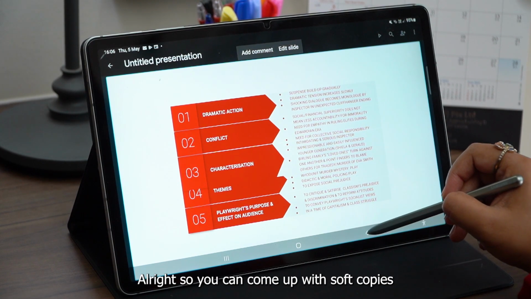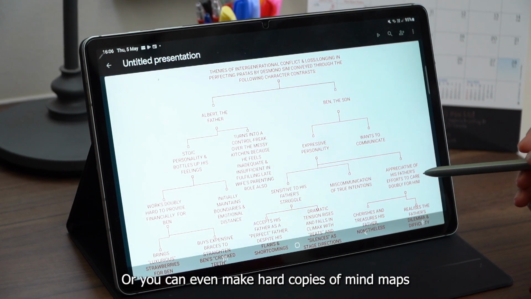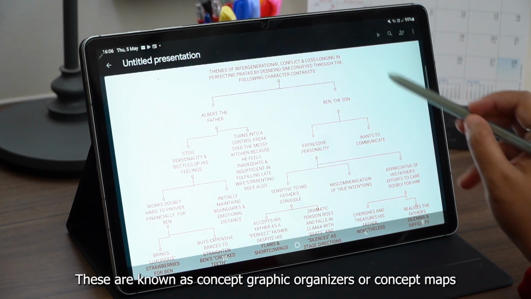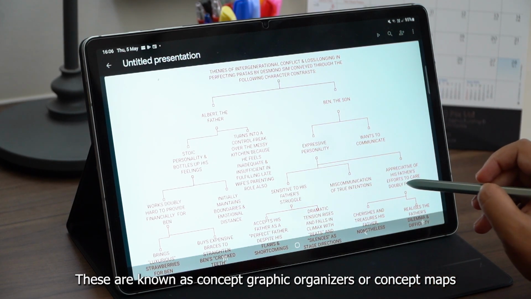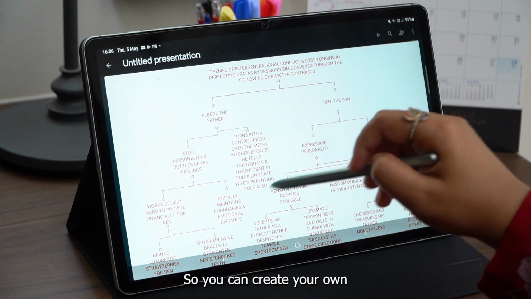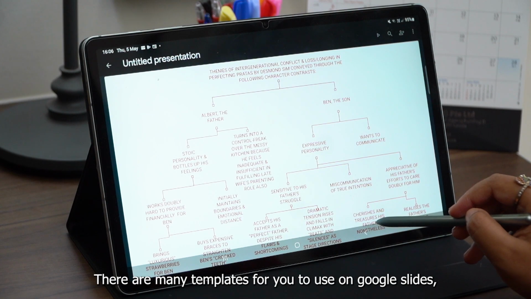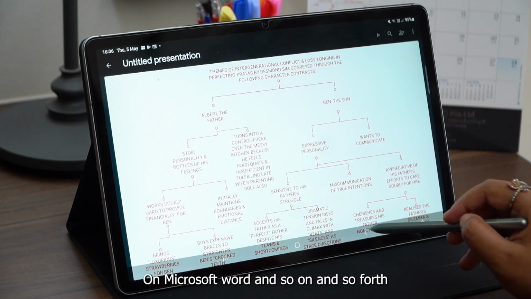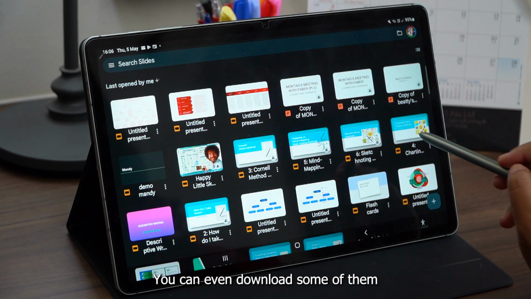All right, so you can come up with soft copies, or even make your own hard copies of mind maps. These are known as concept graphic organizers or concept maps. So you can create your own. There are many templates for you to use on Google Slides, on Microsoft Word, and so on and so forth. You can even download some of them.